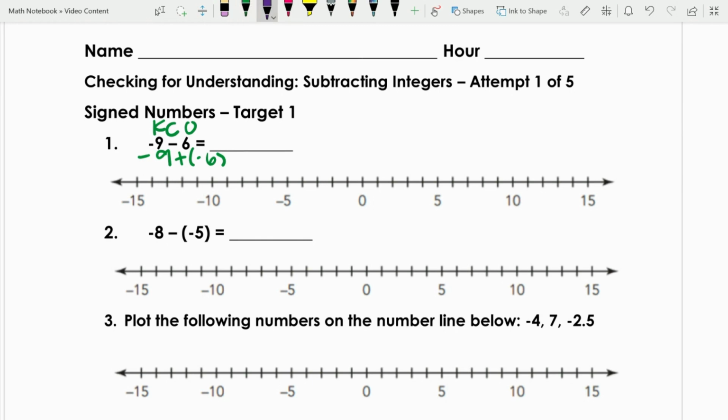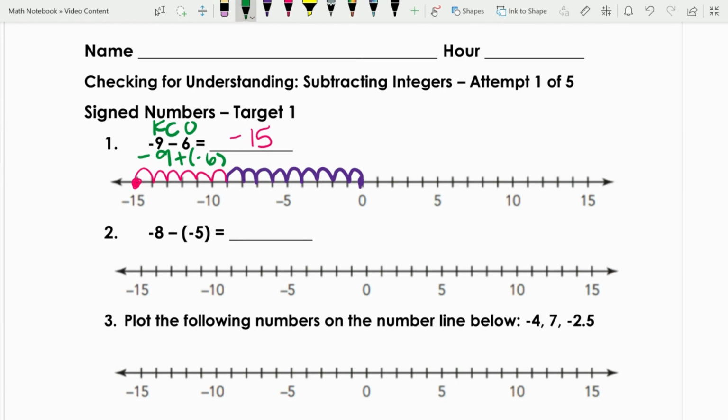So we always start at 0. And I'm going to move to the left 9 times. 1, 2, 3, 4, 5, 6, 7, 8, 9. I then am going to, from that spot, move 6 more to the left. 1, 2, 3, 4, 5, 6. So we should have ended up at negative 15.